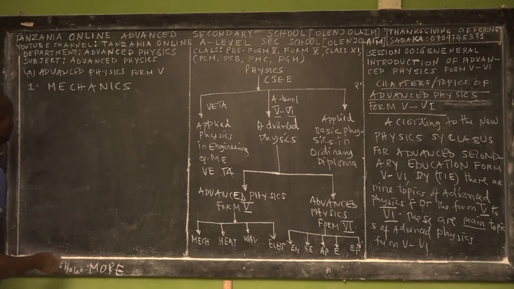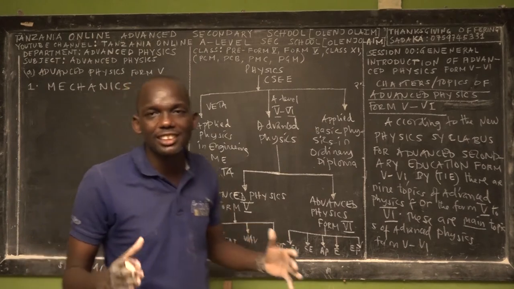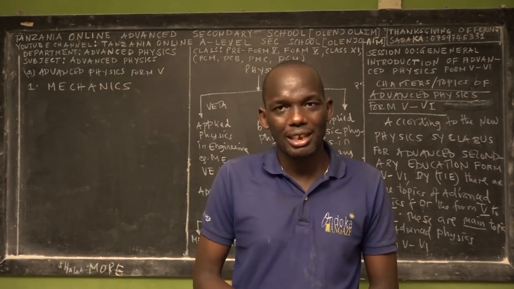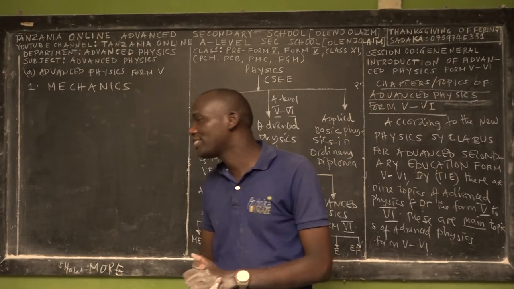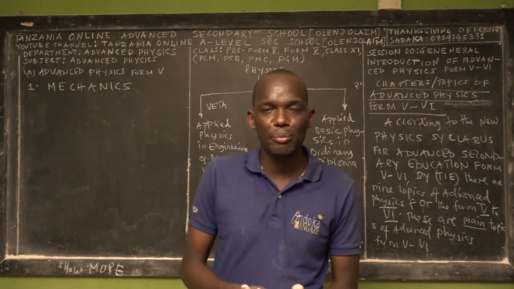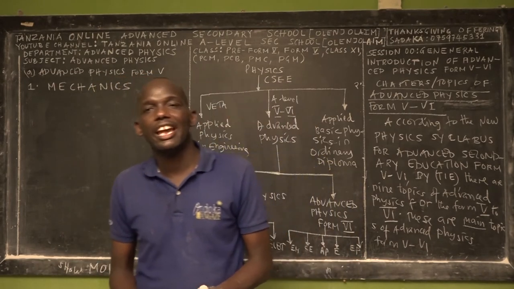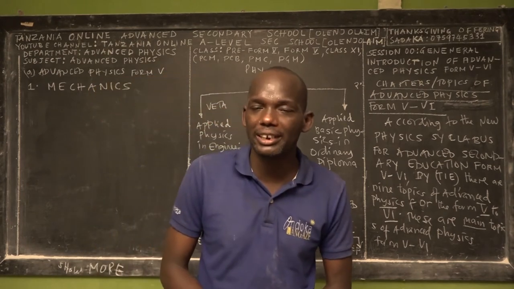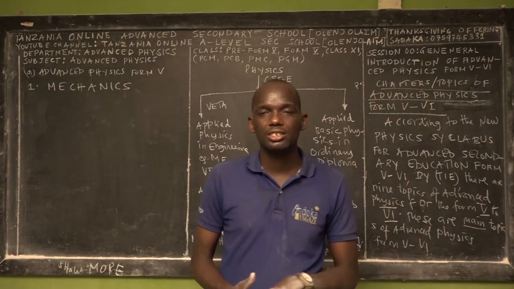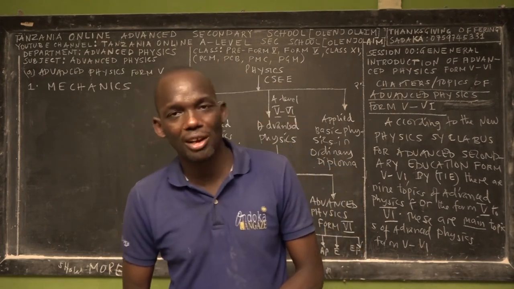Say mechanics. This is the main topic. Mechanics itself comprises 11 topics, which we are going to cover. Mechanics also comprises four branches: measurements, mechanics, fluid dynamics, and the other one called properties of matter. Each of these four branches breaks down into 11 topics which you have to cover, my dear students.